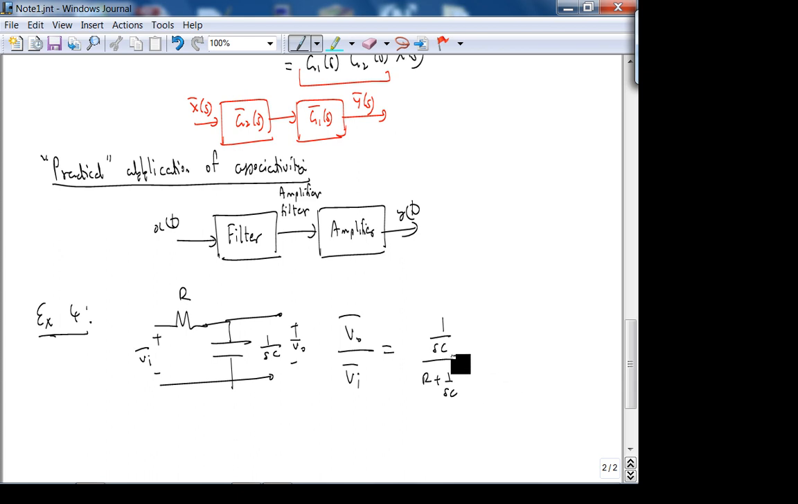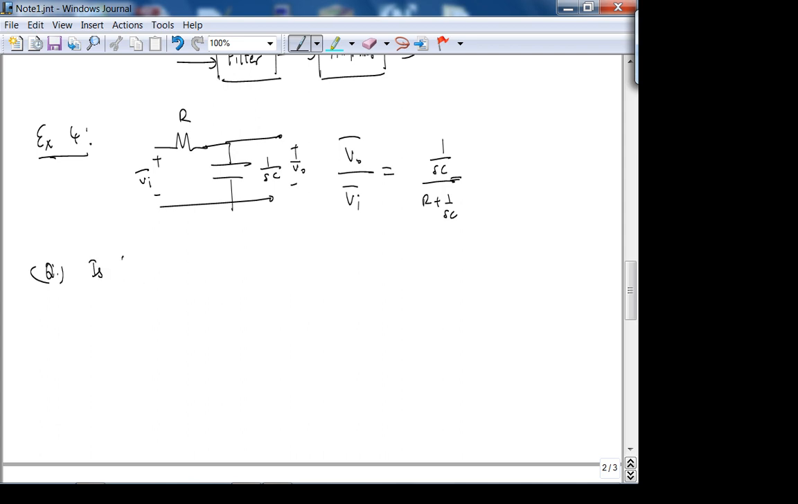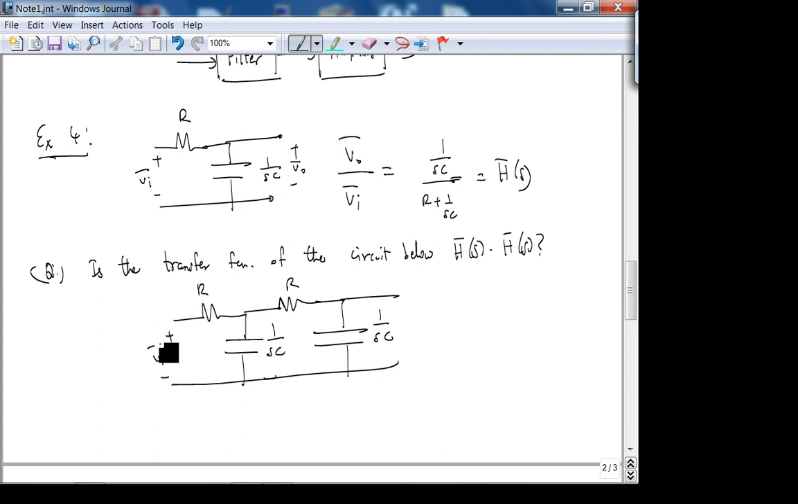Like Connor said. All right, now, is this cascade? The question is, is the transfer function of the circuit below, let's call this H of s times H of s? That's the question. So what is the circuit? I'll put everything in the S domain. So is it just the product of the individual transfer functions? Think. So is it the product?